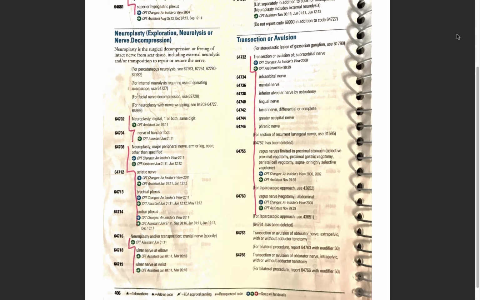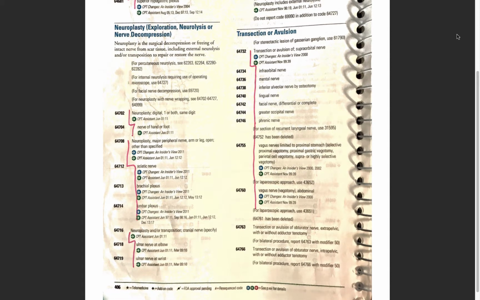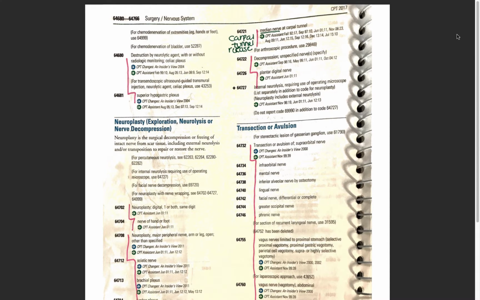A very common one is the neuroplasty and transposition of the cranial nerve, ulnar nerve at the elbow, ulnar nerve at the wrist, and the median nerve. It's important to know that the median nerve is a carpal tunnel release. That's what this procedure is called. It's important that you write this next to that code. When they are doing a carpal tunnel release, they are releasing the median nerve.